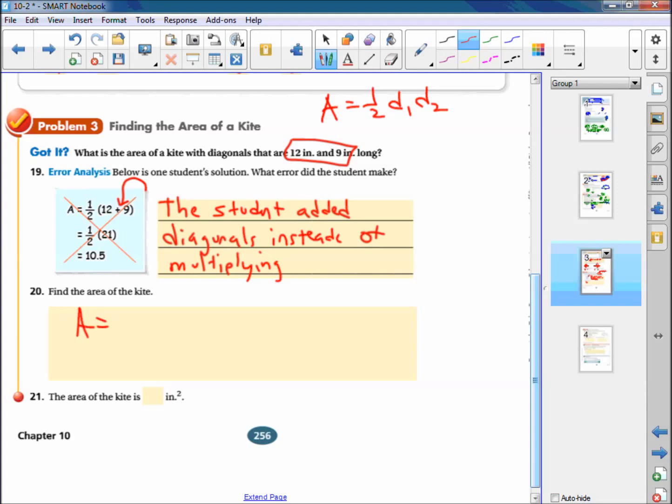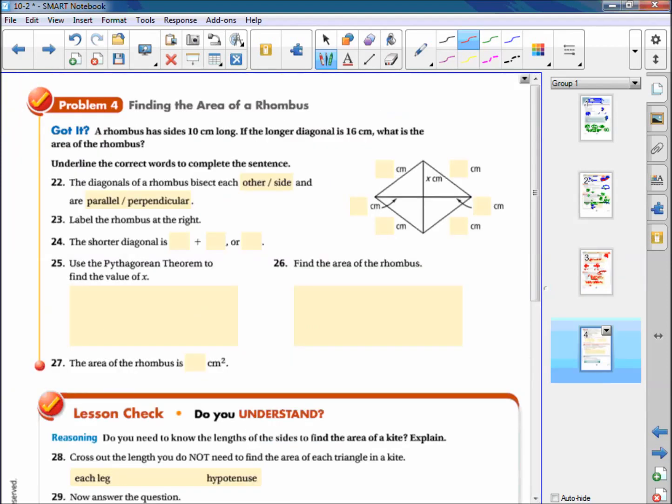So our area is 1/2 D1 D2, which should be 1/2, and then that's 12 times 9. And this will make, let's see, 6 times 9 is 54. So half of 12 is 6, and 6 times 9 is 54. So the area of our kite is 54 inches squared. All right, let's flip it over and take a look at page 4.